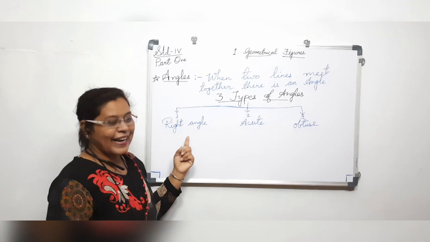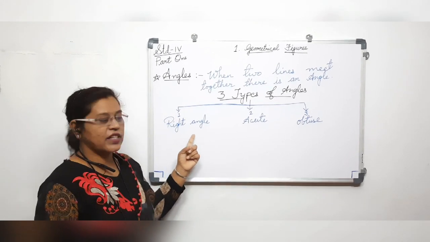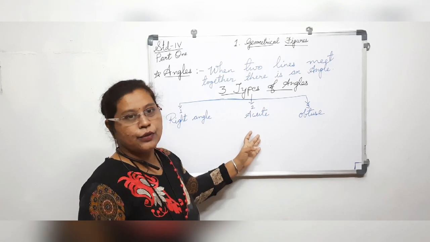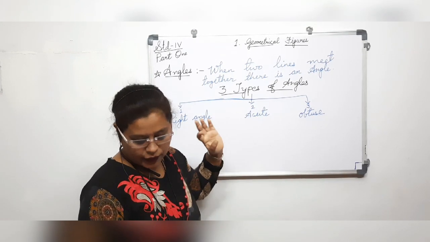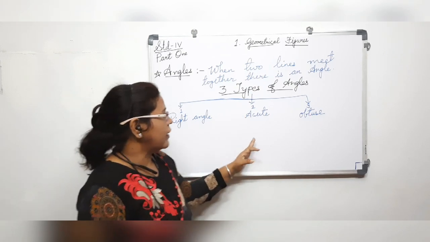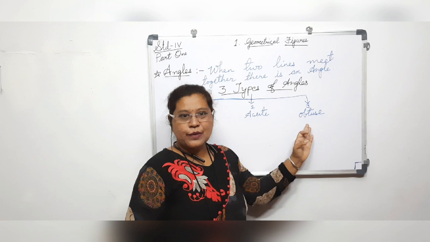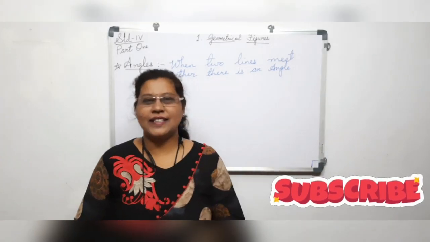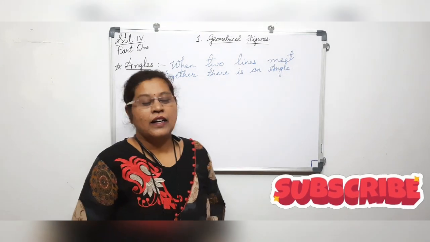The first one is a right angle, R-I-G-H-T, right, A-N-G-L-E, angle. The second type of angle is the acute angle, A-C-U-T-E, acute angle. The third one is an obtuse angle, O-B-T-U-S-E.